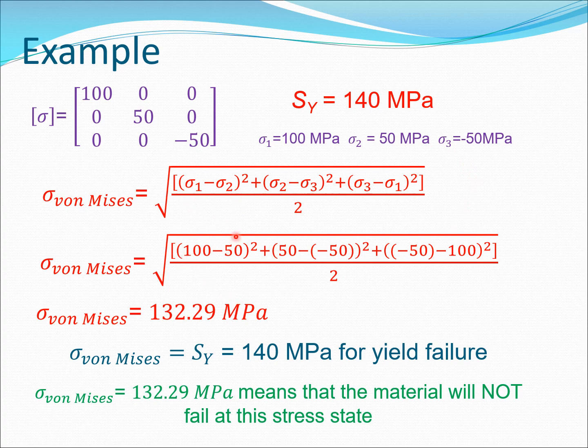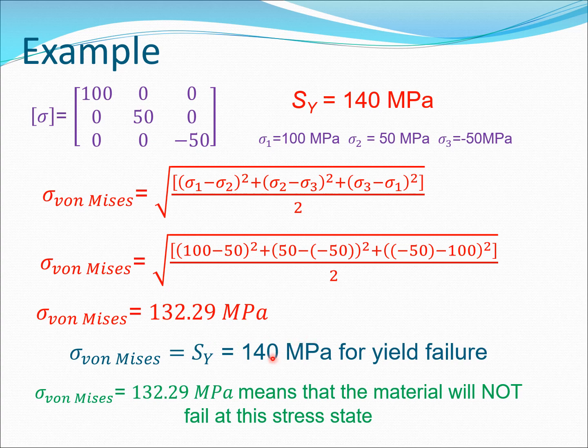Now I calculate sigma von Mises. This is a somewhat more complicated calculation, but I know that sigma 1 is 100, sigma 2 is 50, and sigma 3 is minus 50. I do this calculation in a calculator and I get sigma von Mises as 132.29 megapascal.